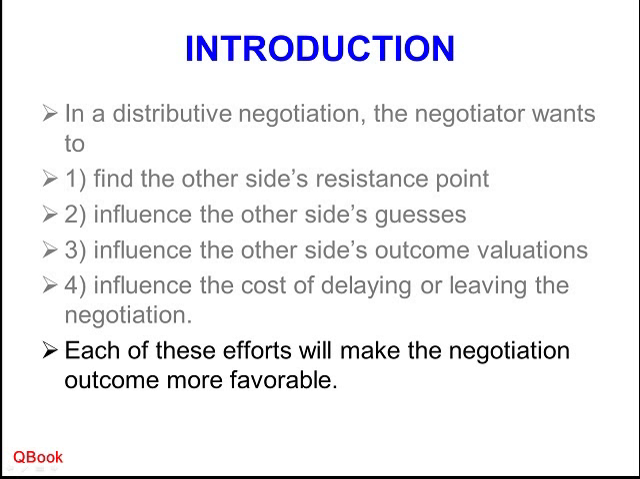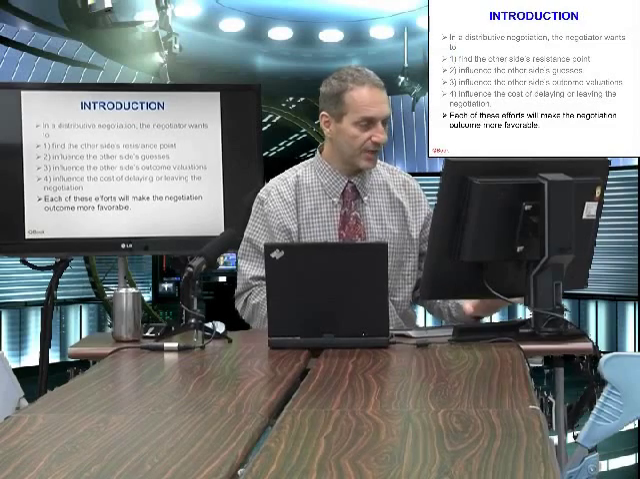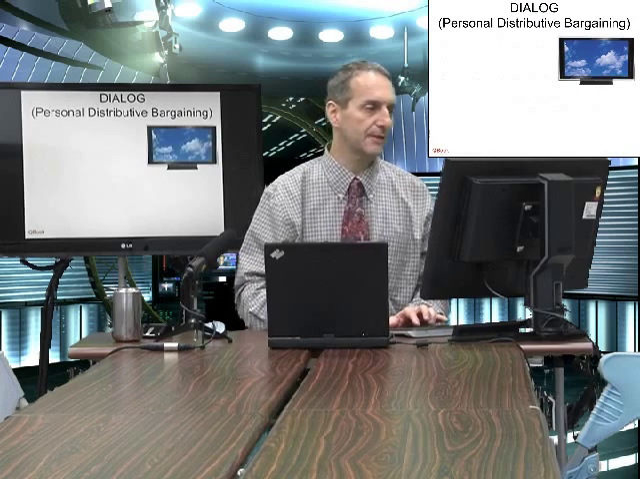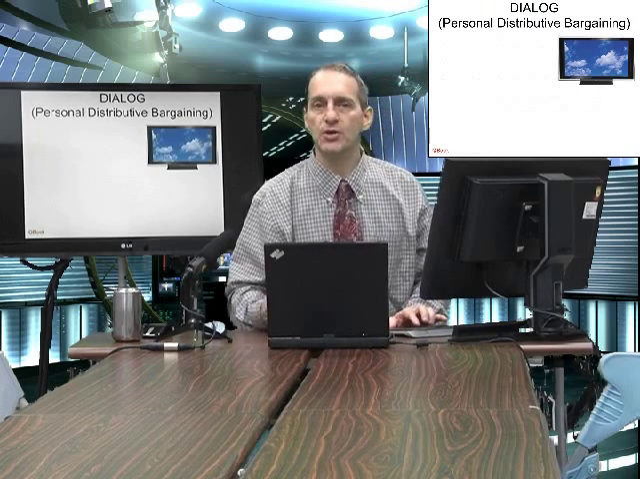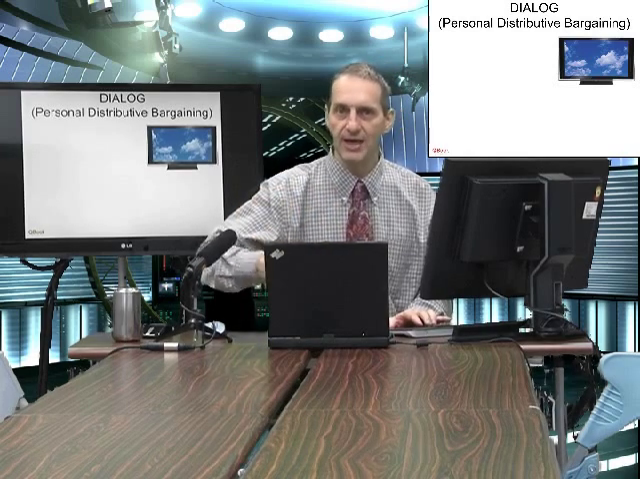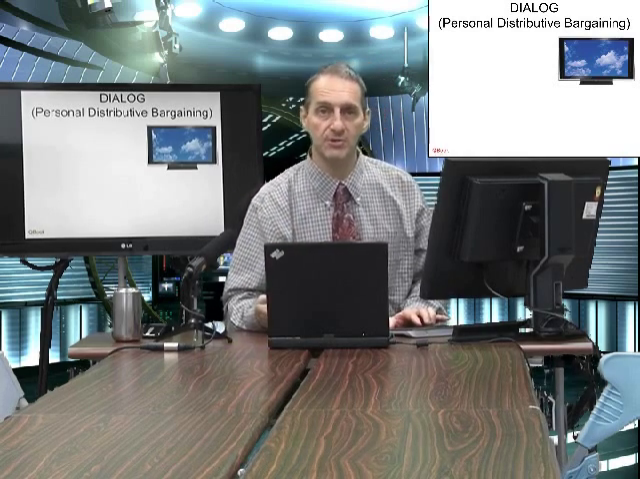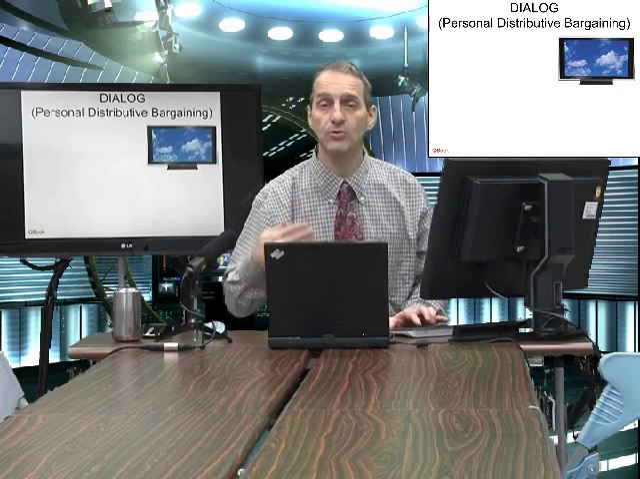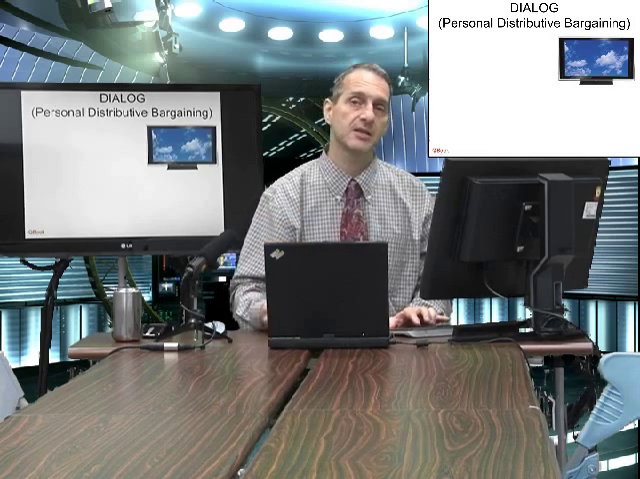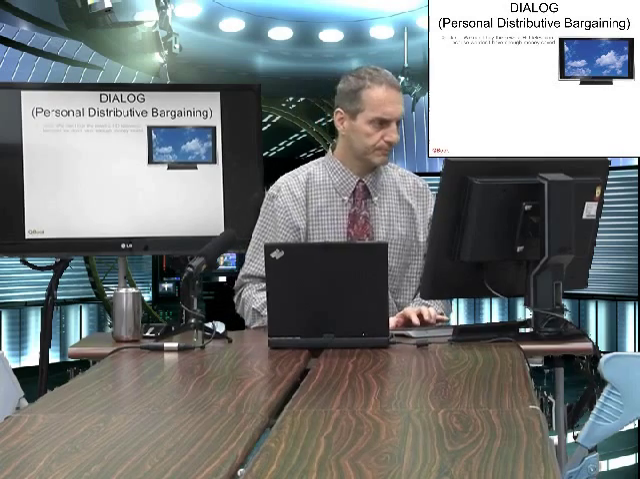Each of these efforts will make the negotiation outcome more favorable. Of course, it depends on which side you're talking from, right? Favorable for one side, unfavorable for the other side. Okay? So what we're looking at today is how to actually execute, how to do the distributive bargaining. What can you do to help you get more and lose less? Let's understand this better by looking at a couple examples.